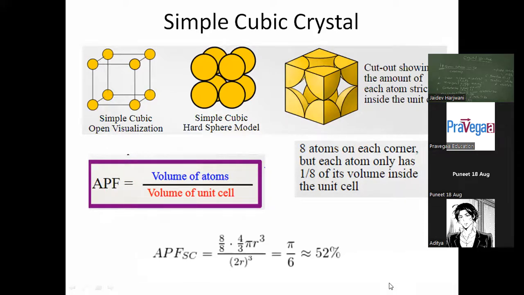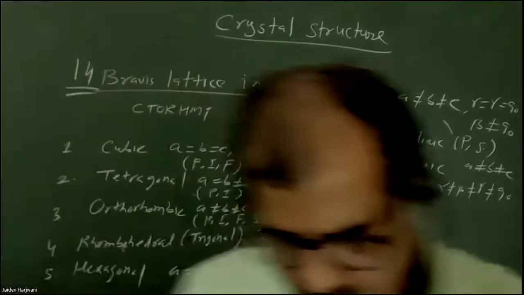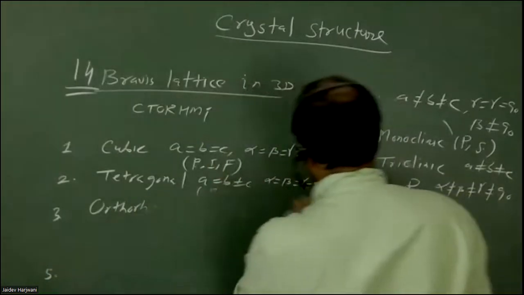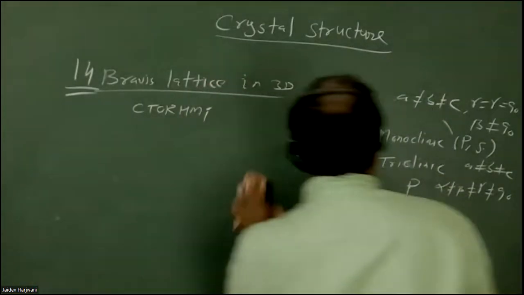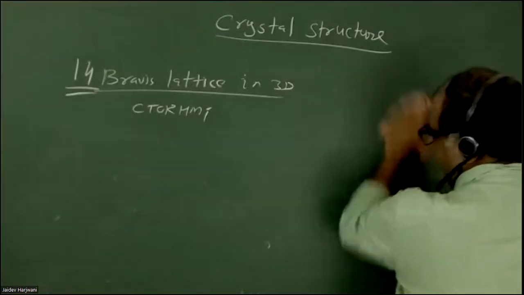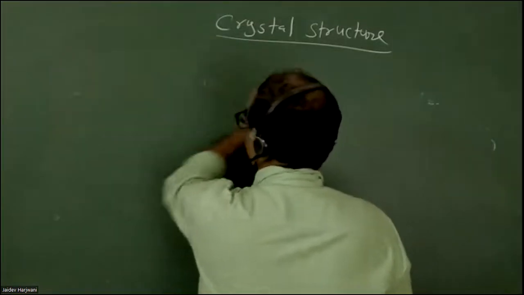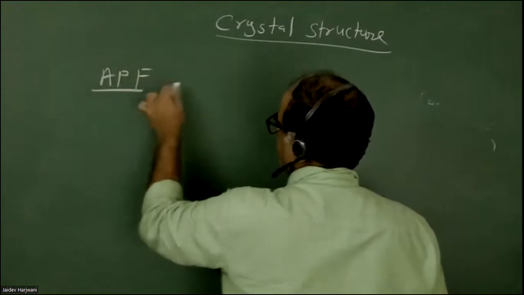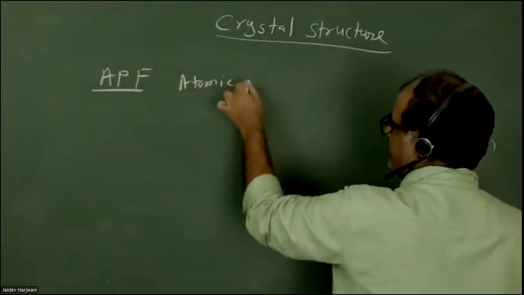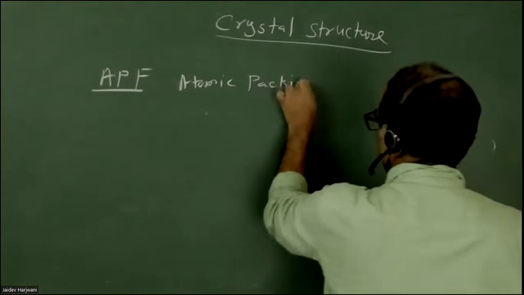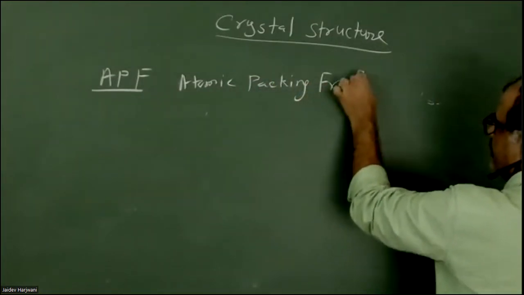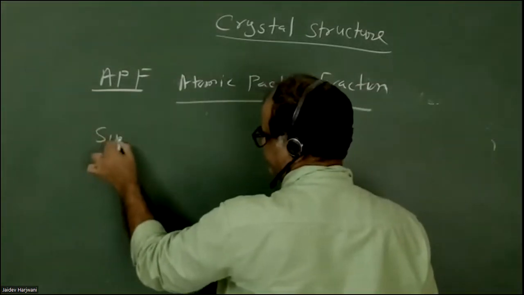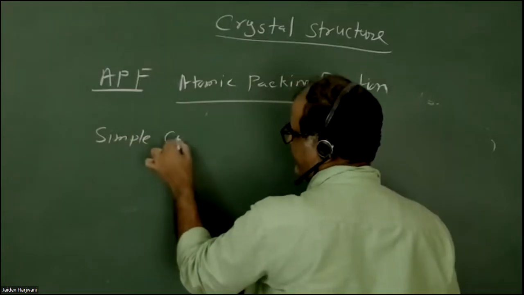So let me come back to the board again. Now I want to calculate atomic packing fraction for different types of unit cells. So put the heading now: atomic packing fraction. So I want to calculate for simple cubic, for the primitive cubic lattice.